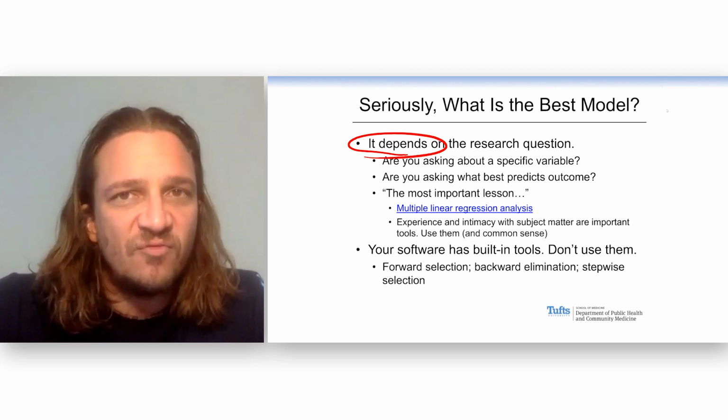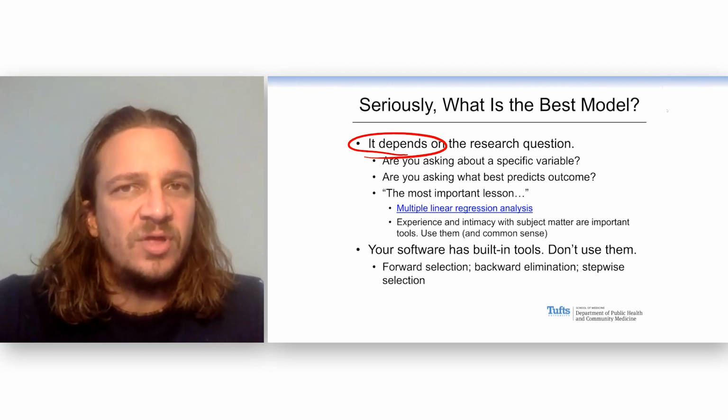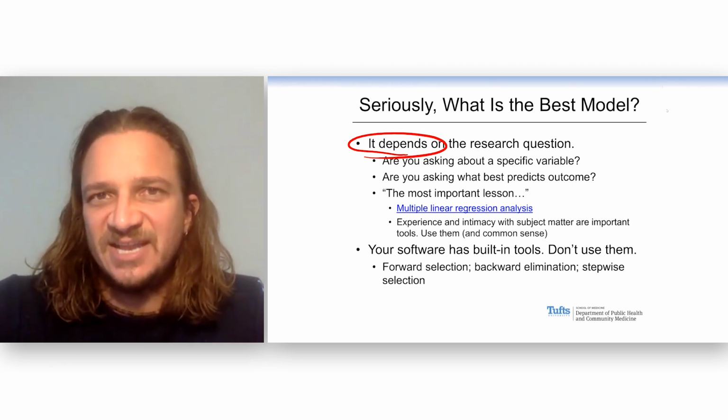Jerry DeLaw has a really good reading. It's called The Most Important Lesson You'll Ever Learn About Multiple Linear Regression. And if that's not enough clickbait for you to go and see what that lesson is, well, that's up to you to decide.